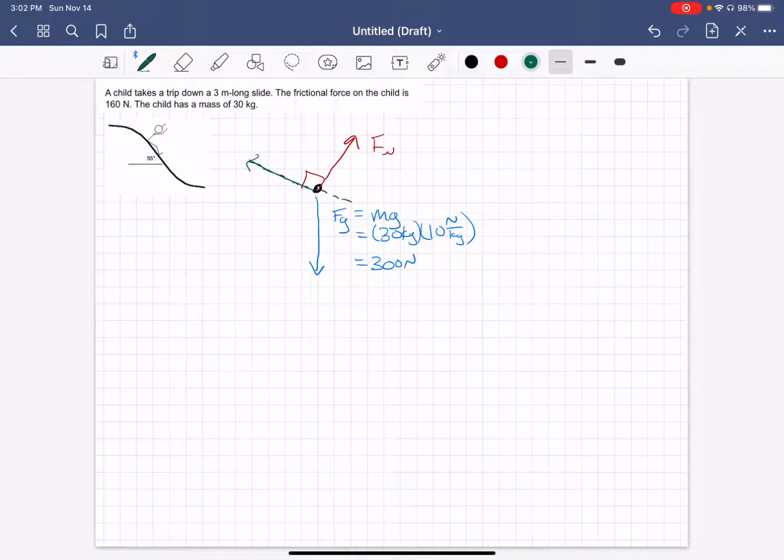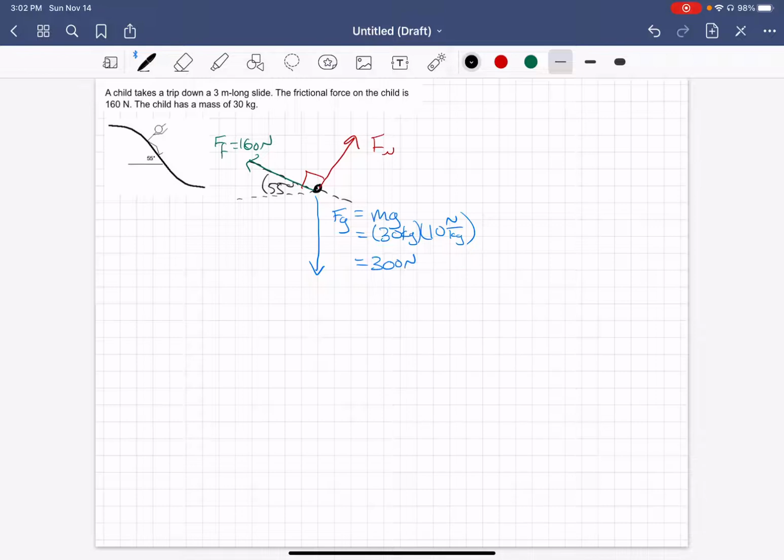I also know, because the problem tells me this outright, that there is a force of friction of 160 newtons on that child. I know that as that child makes their way down the slide, they must be shearing the surface of the slide, which is why that force of friction must be pointing upward. And I'll go ahead and add in that angle of 55 degrees.